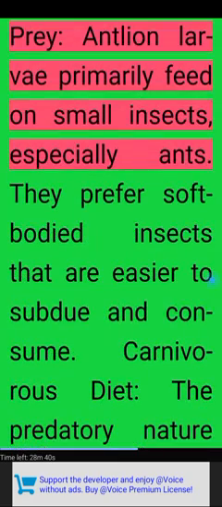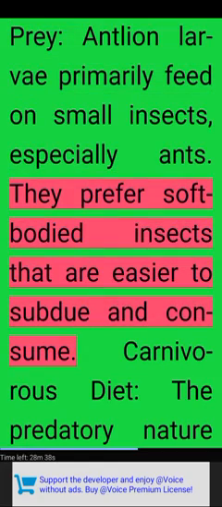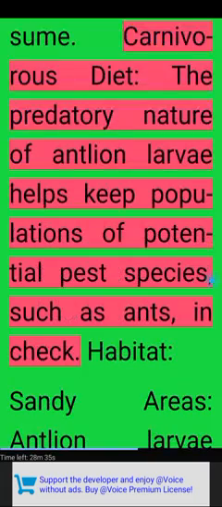Feeding habits. Prey. Antlion larvae primarily feed on small insects, especially ants. They prefer soft-bodied insects that are easier to subdue and consume. Carnivorous diet. The predatory nature of antlion larvae helps keep populations of potential pest species, such as ants, in check.